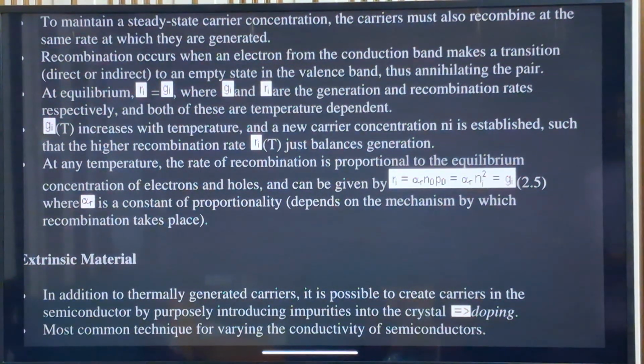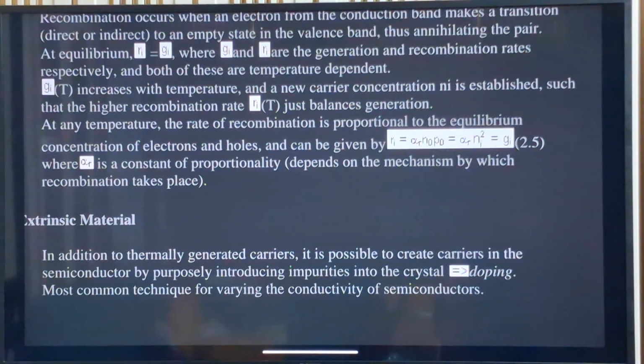Now, Gi with respect to T increases with temperature, and a new carrier concentration Ni is established such that the higher recombination rate Ri balances generation. So if you increase the temperature, the rate of generation of electron hole pairs will obviously increase, which we have already discussed, because the more energy you give, the more covalent bonds can be broken, and the more electron hole pairs will be generated in the lattice. However, since the rate of generation is increased, after a certain amount of time, the rate of recombination also has to catch up to ensure that the Ni which is obtained at the temperature remains fixed.